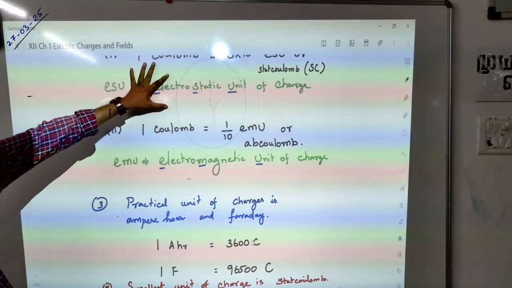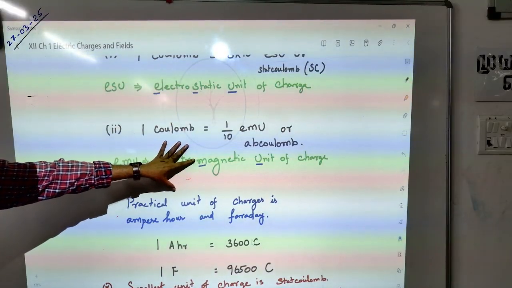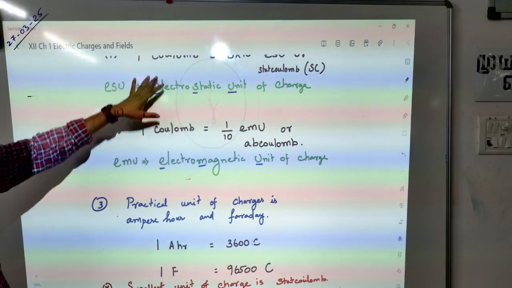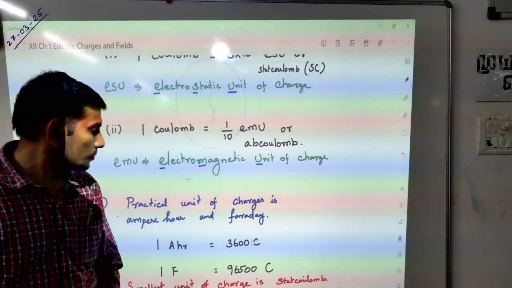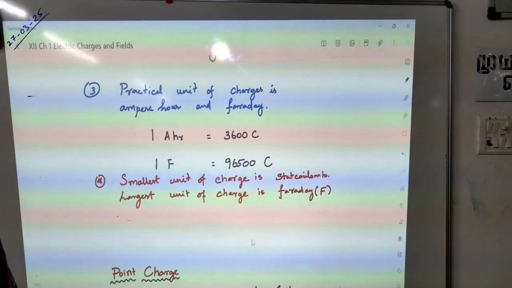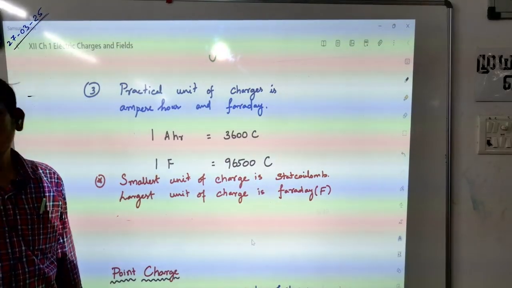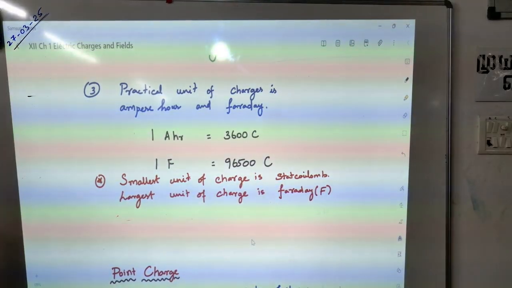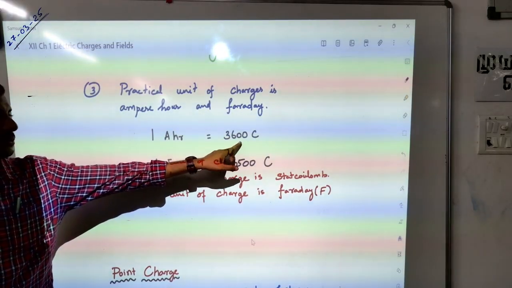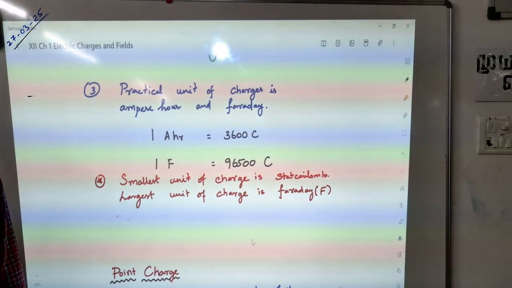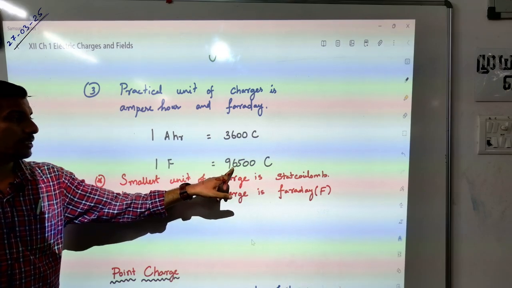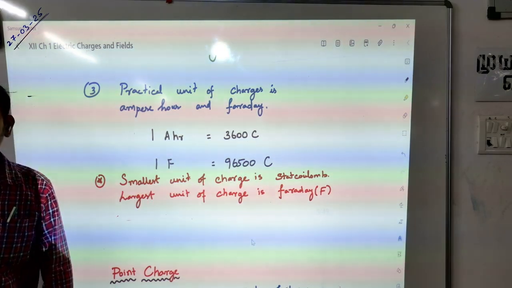Electrostatics has stat coulomb, magnetism has ab coulomb. Okay, so take down these values. The practical unit of the charge is ampere hour and Faraday. So 1 ampere hour involves 3600 coulomb, whereas 1 Faraday is equal to 96,500 coulomb.